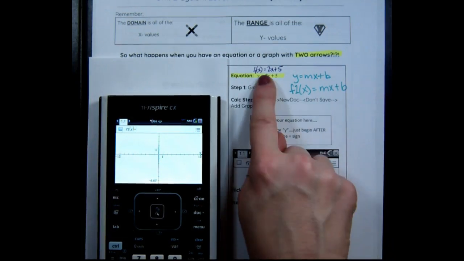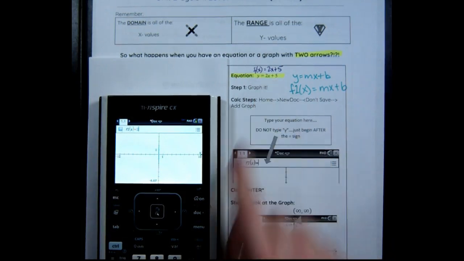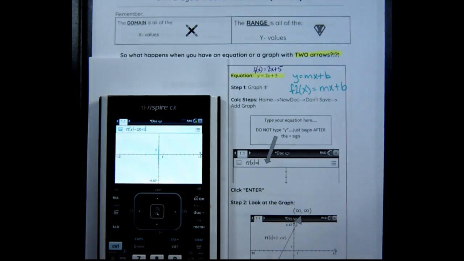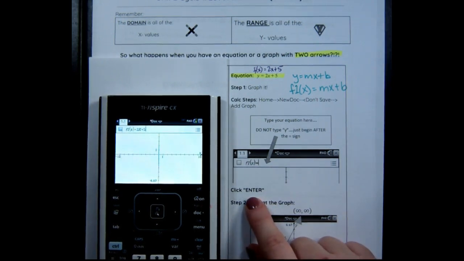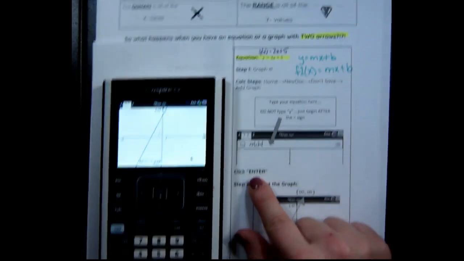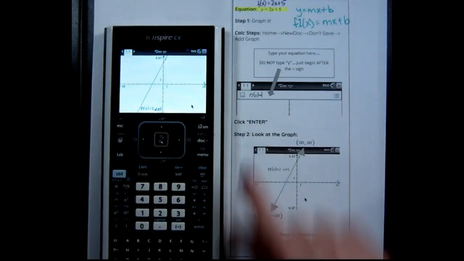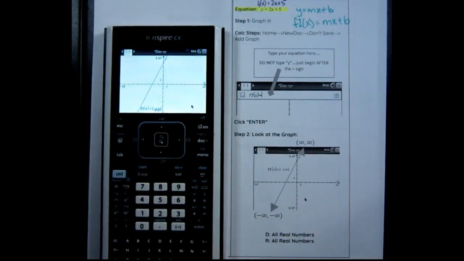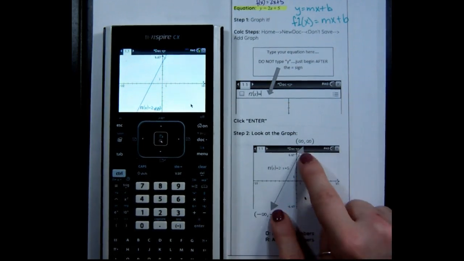So here's my equal sign. I'm going to start with 2x plus 5. Okay, that's it. 2x plus 5. Then we're going to click enter, enter. Okay, so we look at our graph. My graph is going on forever because it's a straight line. So on your picture here, I put some arrows there for you. But I know that my line is going on forever because I gave it an equation.